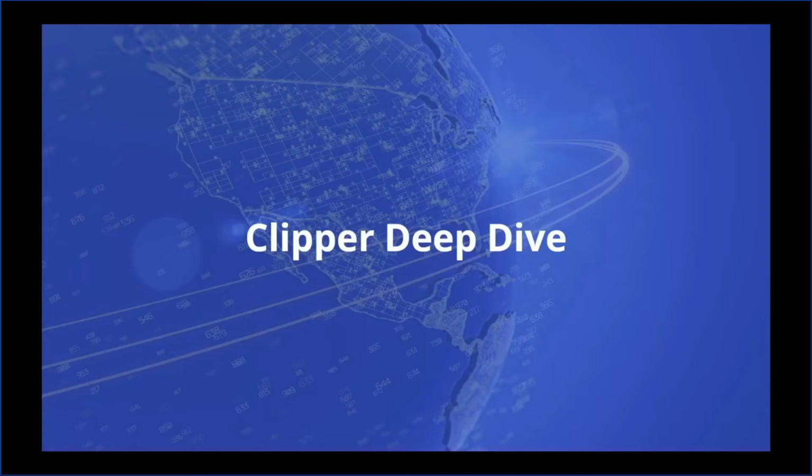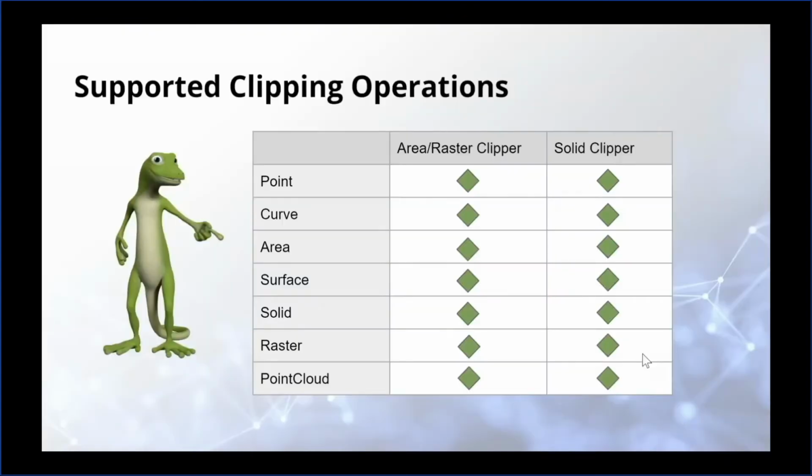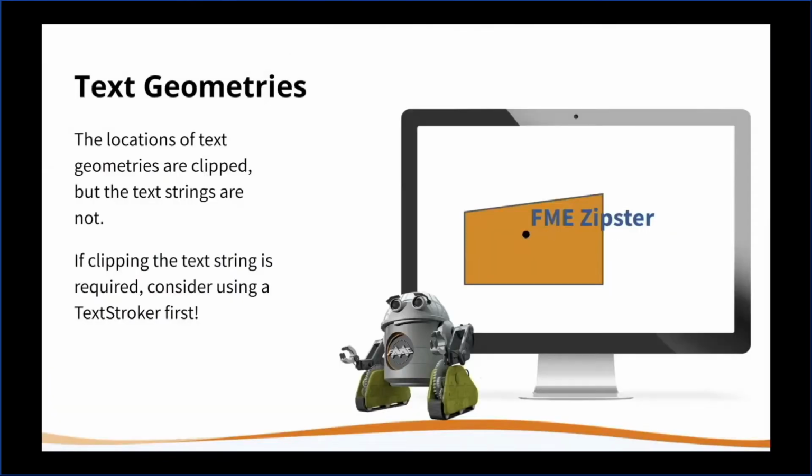Thanks, Kaylin. And now we're going to take a deeper dive into the Clipper transformer. So the Clipper transformer supports a number of fundamental geometry clipping operations. Clipper geometries can be areas, rasters, or solids, and candidate geometries can be anything in our geometry model. And of these fundamental operations, 6 of which are new for FME 2022, curve solid, area solid, surface area, surface solid, solid area, and raster solid clipping are all new.